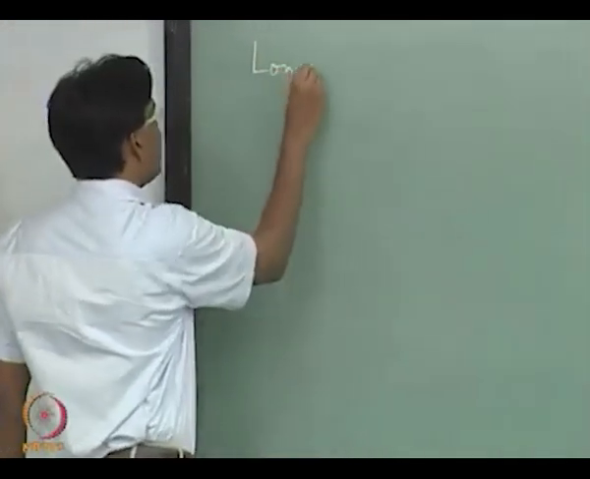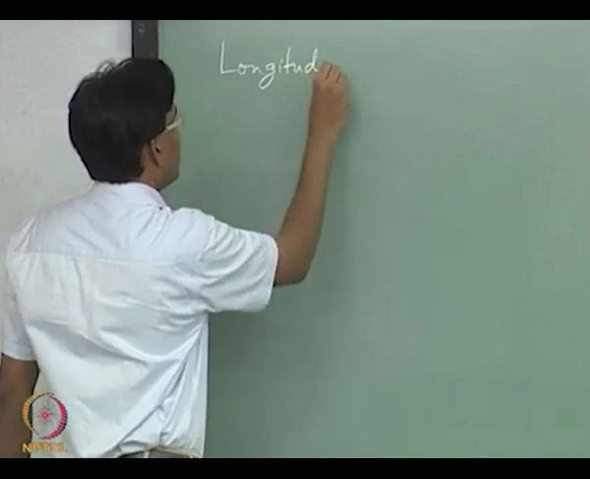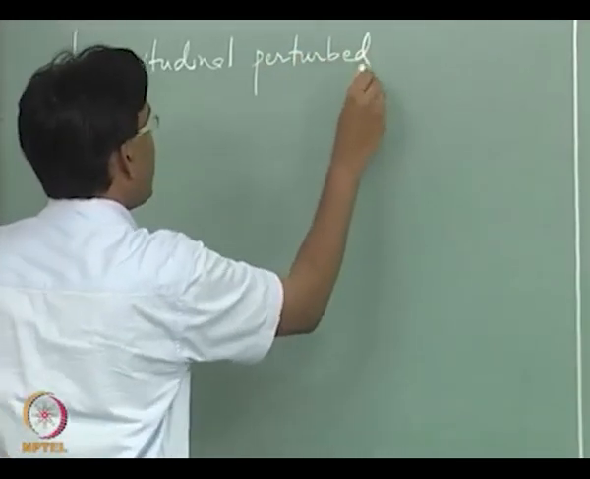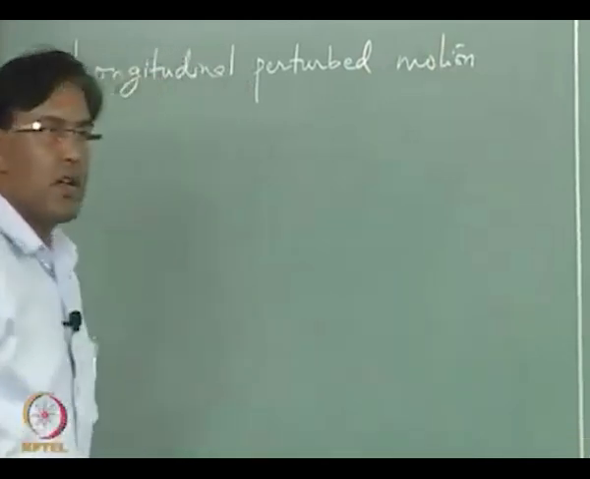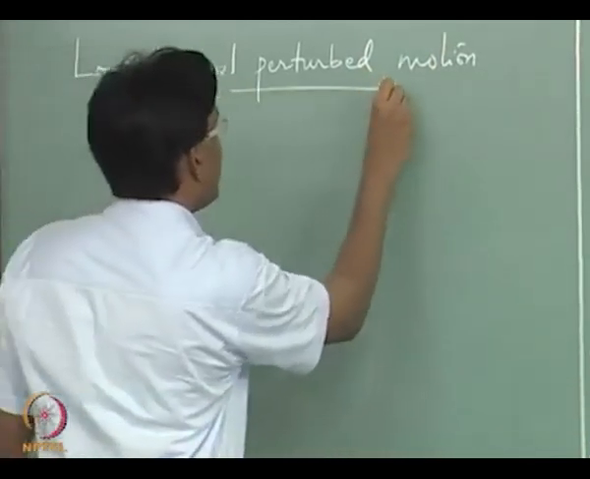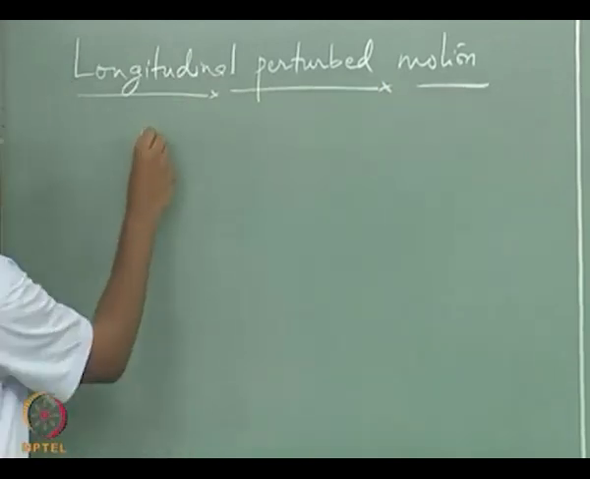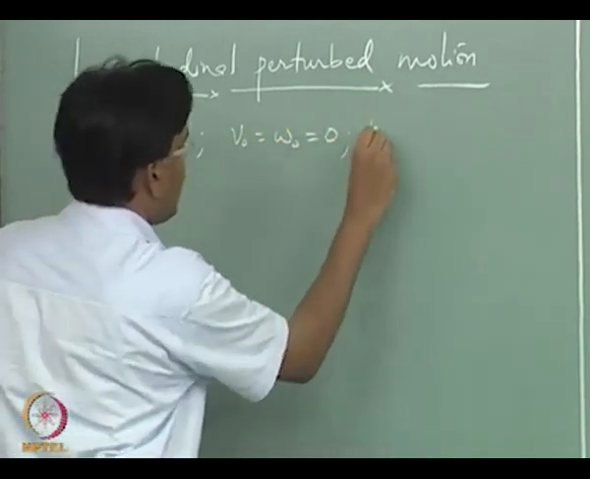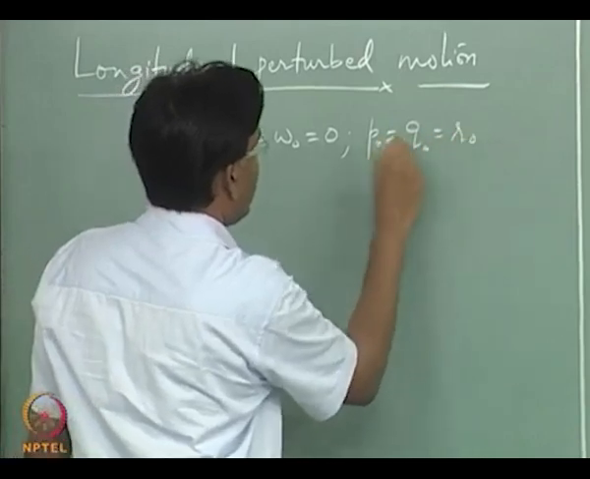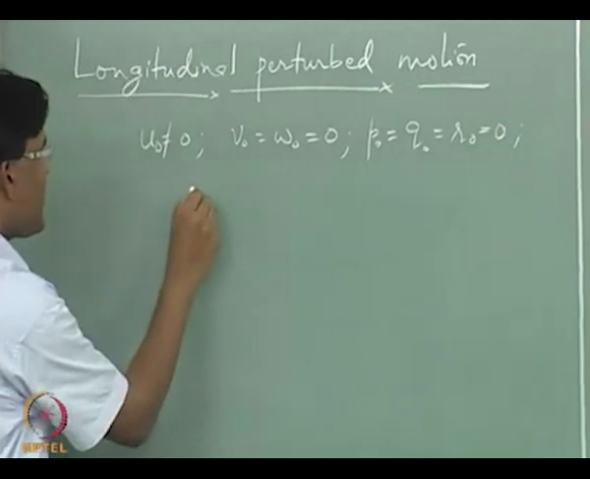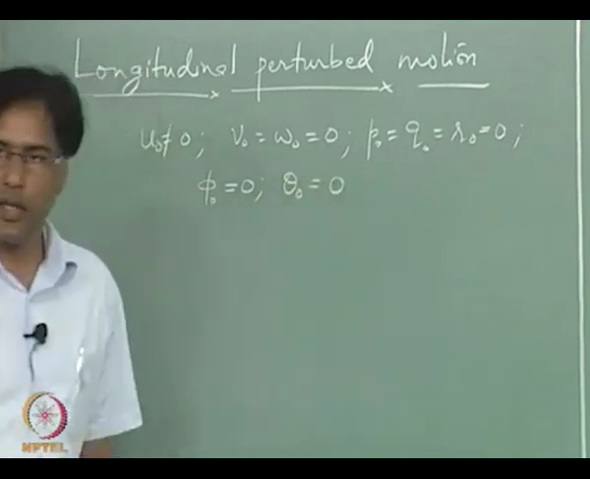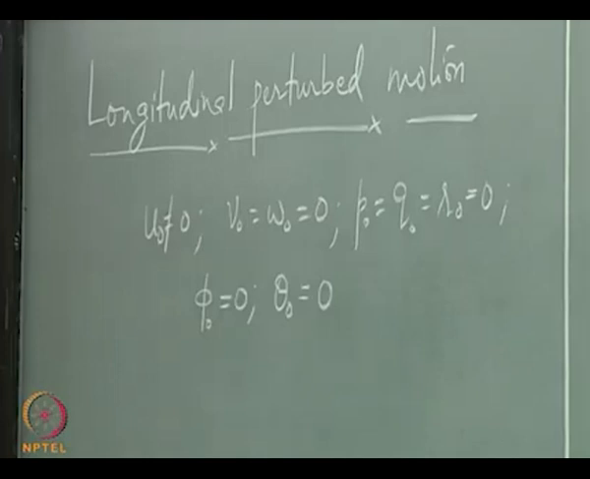So, we are looking at longitudinal perturbed motion of an airplane about an equilibrium flying condition, which is a cruise condition, and we have already derived the perturbed equations of motion.